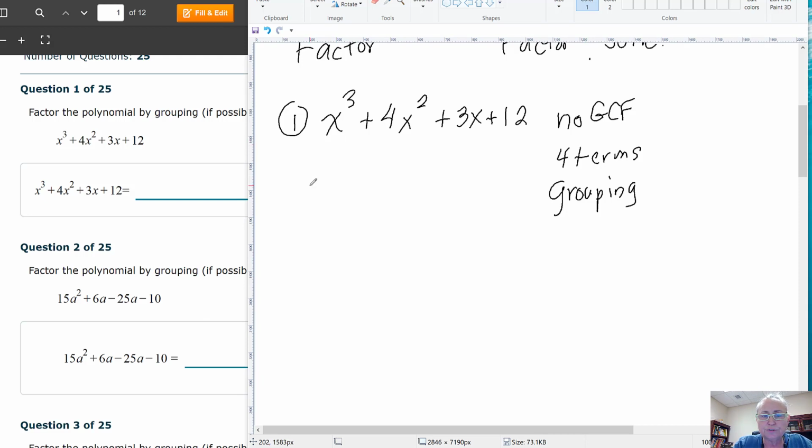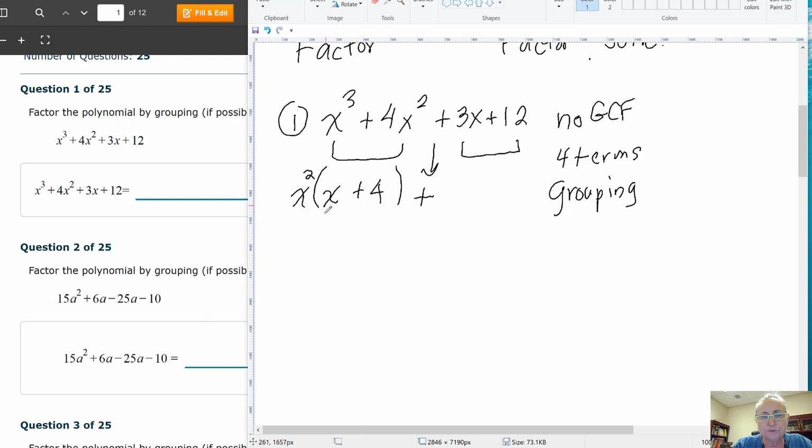So I'm not going to put parentheses or anything. I'm just going to group the first 2 together. I'm going to drop my middle sign, and I'm going to group the last 2 together. And so I'll briefly ignore these last 2 and look only at the first 2, and I notice that they have an x squared in common. And if I take out the x squared, I'm going to need an x, excuse me, plus 4.